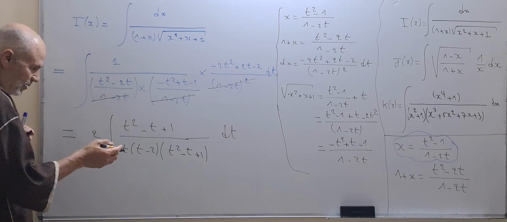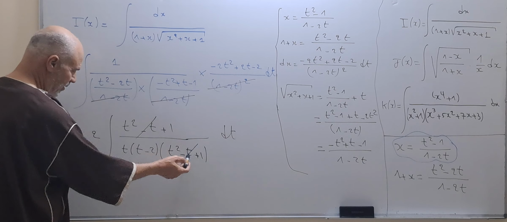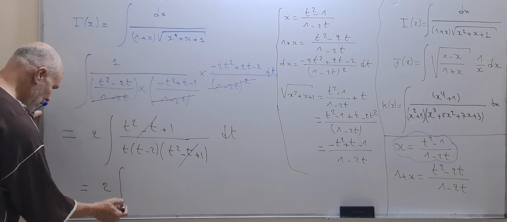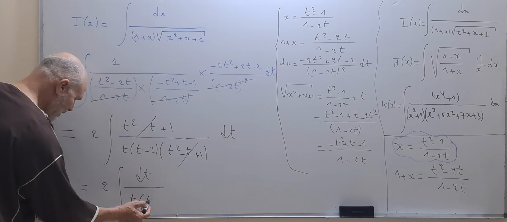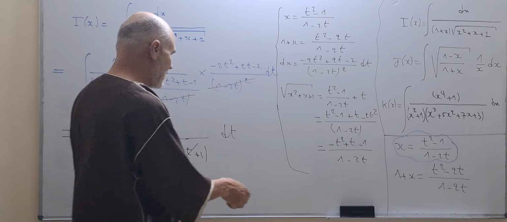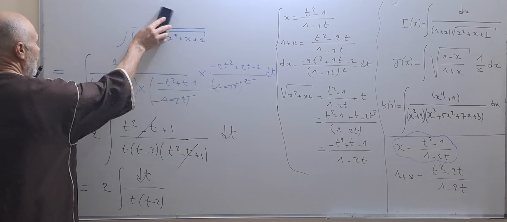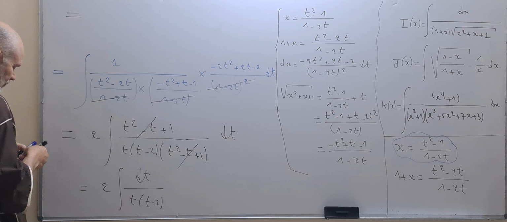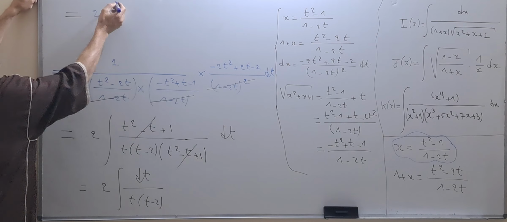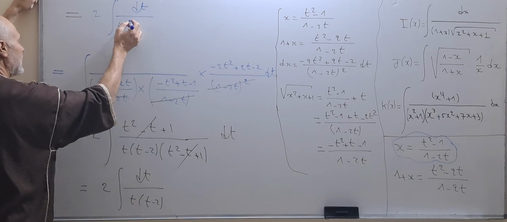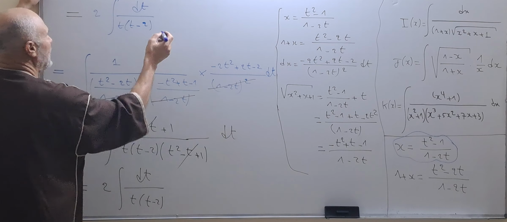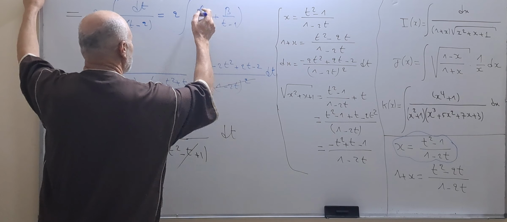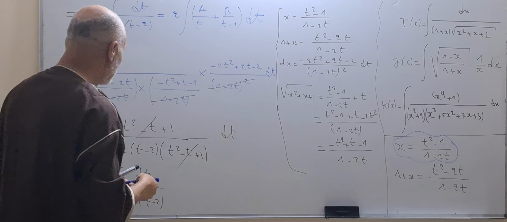We can remark that we can simplify this with this to get just 2 integral dt over t times t minus 2, which is equal to the integral of a over t plus b over t minus 2 dt. This is easy.